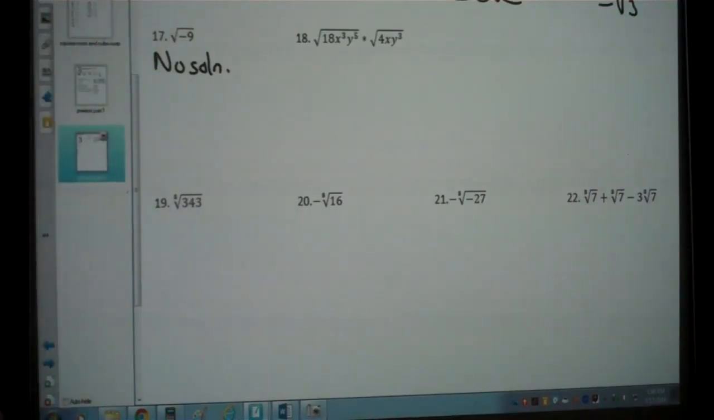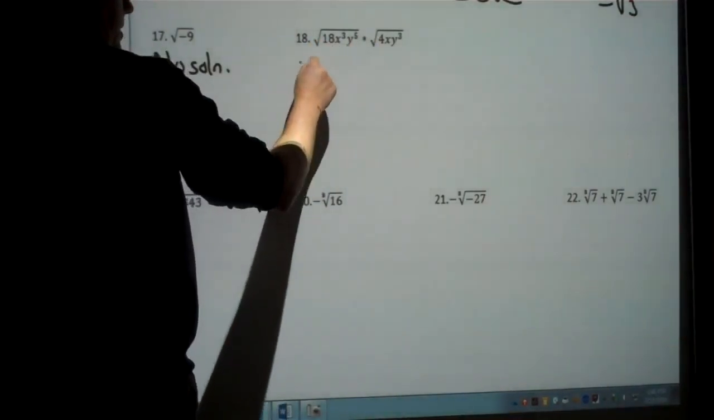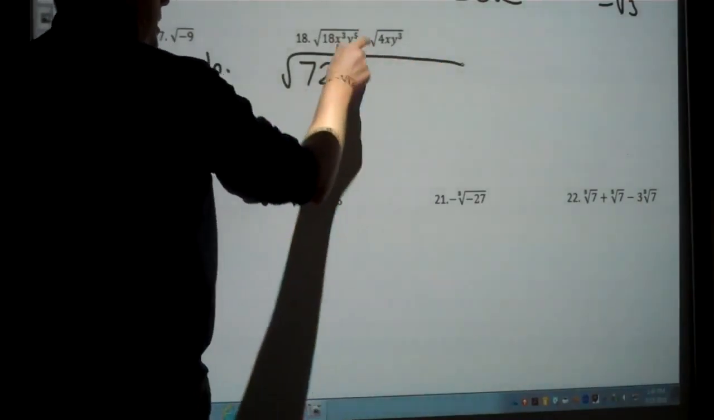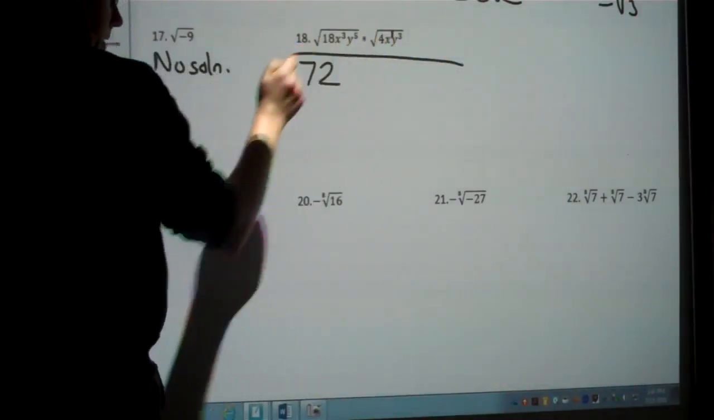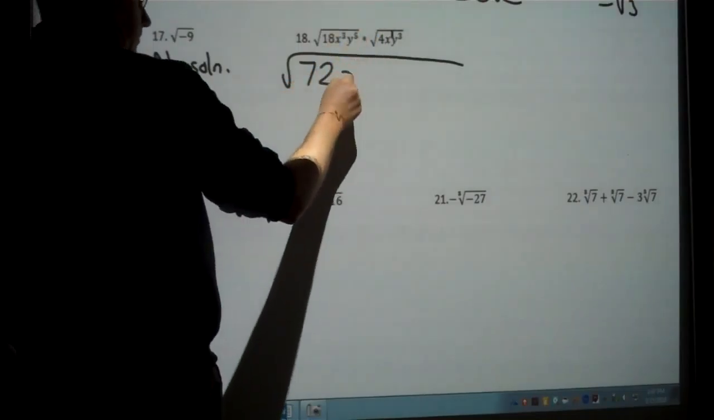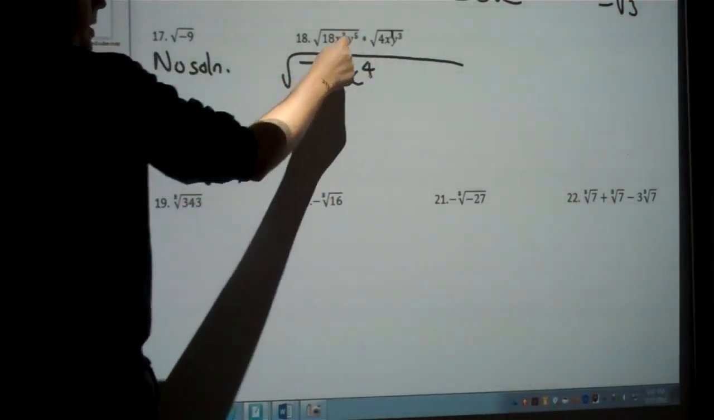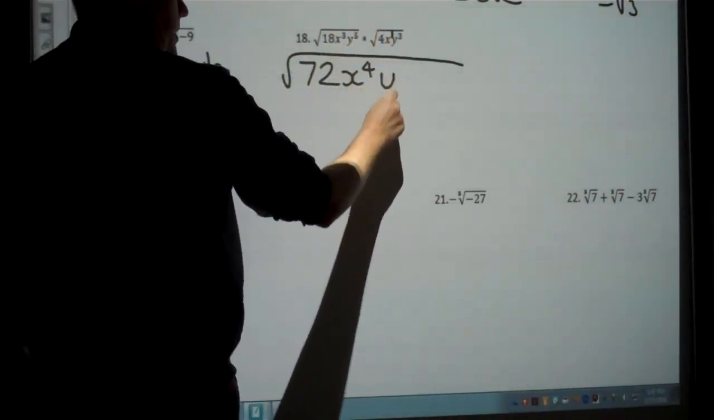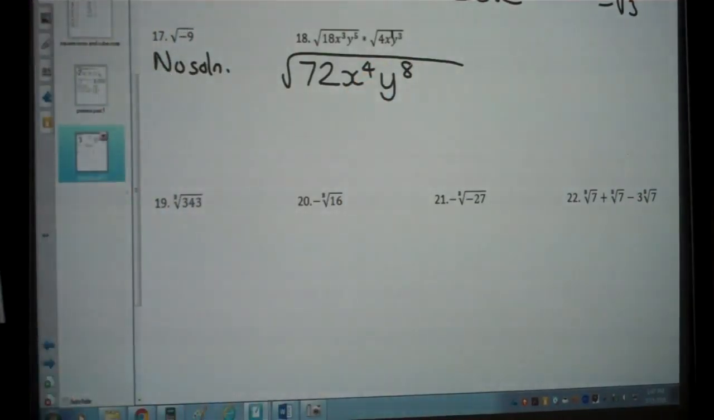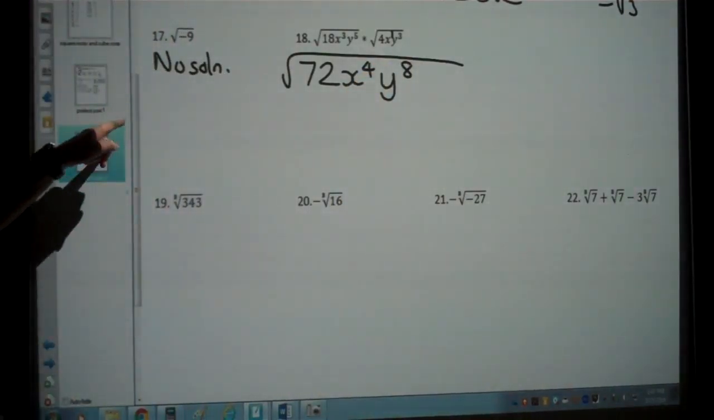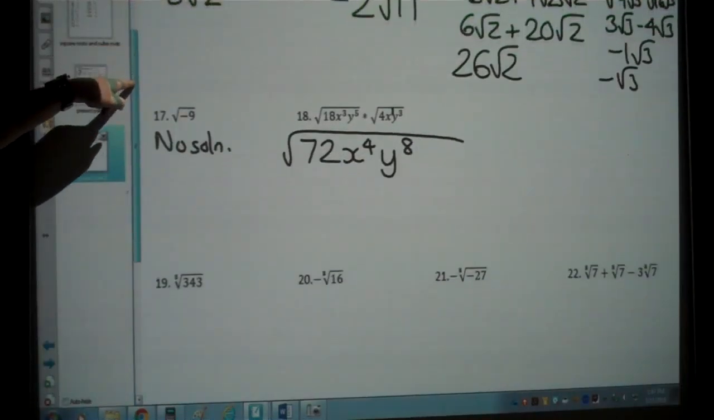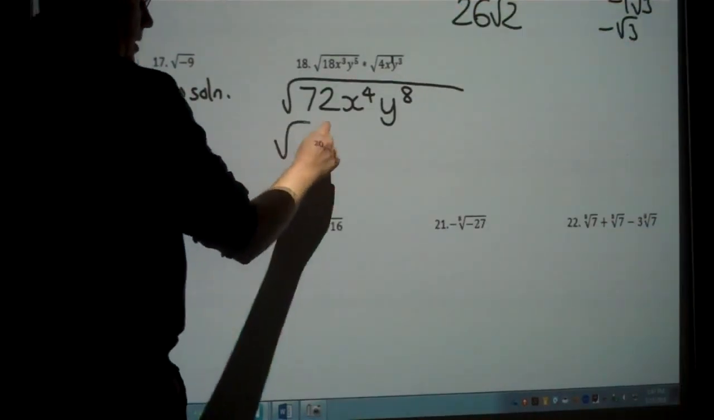18, similar to what we did earlier, but we're going to simplify first. 18 times 4 is 72. X cubed times x, remember there's a mystery exponent of 1 if you can't see it. So 3 add 1 is 4. And y to the 5 times y to the 3 is y to the 8, because we're adding the exponents together. I don't think we've simplified 72 earlier, so it looks like I'm going to have to do that one.